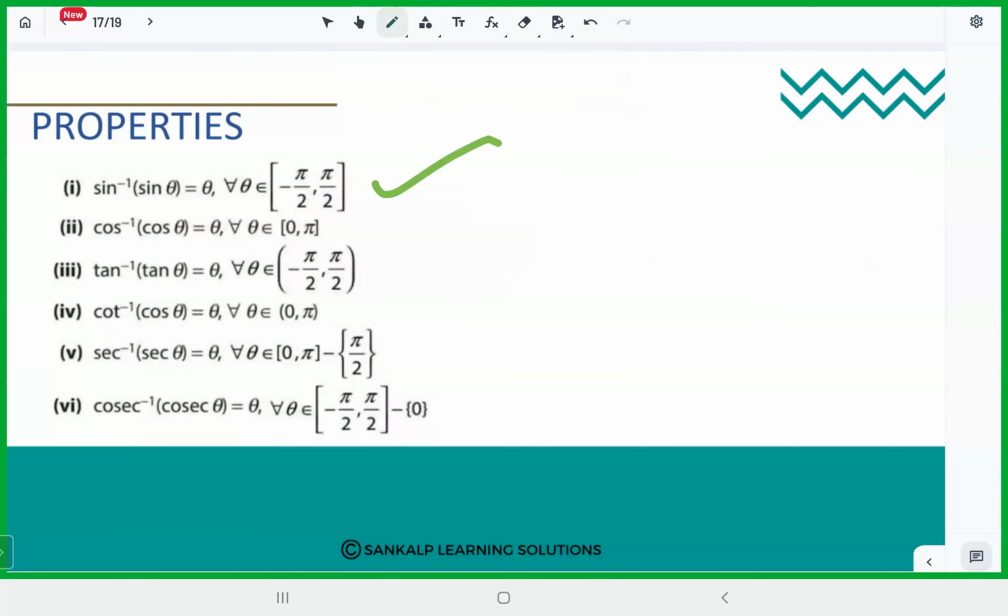Here you can see that this holds for theta belonging to the closed interval minus pi by 2 to pi by 2. That is the given domain of theta. Here also, cos inverse of cos theta is equal to theta. Then tan inverse of tan theta is also theta. Cot inverse of cot theta is equal to theta. Then sec inverse of sec theta is theta. Similarly, cosec inverse of cosec theta is also theta.